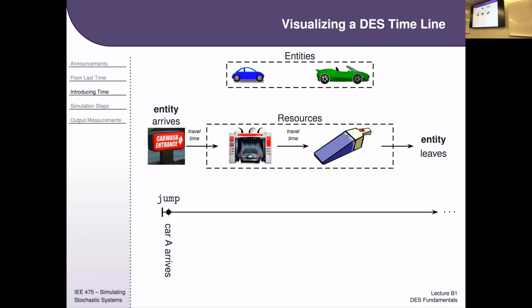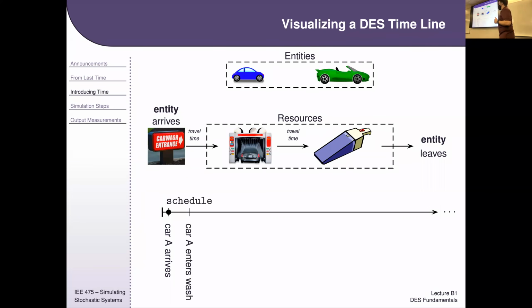We look at our entities, and there's always some entity that arrives at time 0. And we say that, okay, car A is going to arrive at time 0. We're just going to jump to time 0 being that time when the first car arrives. Now we have to think about what happens when that first car arrives. And we're going to gradually add things to the schedule based on what we know when that first car arrives.